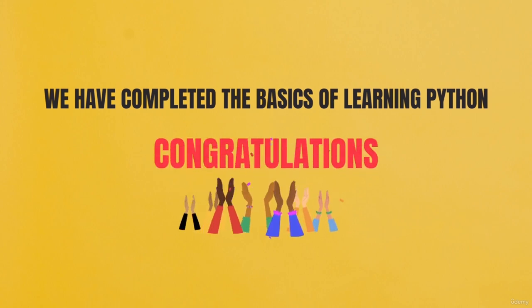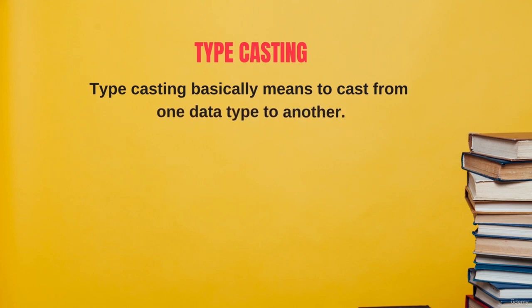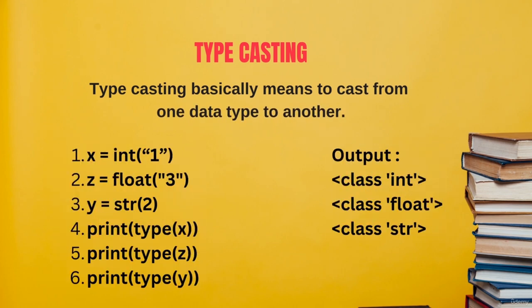Let's build a project with the recent knowledge that we have acquired. Before going into the project, let's see a little topic known as typecasting. Typecasting basically means to cast from one data type to another. Here, inside the integer with parentheses, the one is a string, but covering it with integer makes it an integer data type. The same goes for z. If you want to typecast to string, then cover the number with the str keyword, like line number 3.